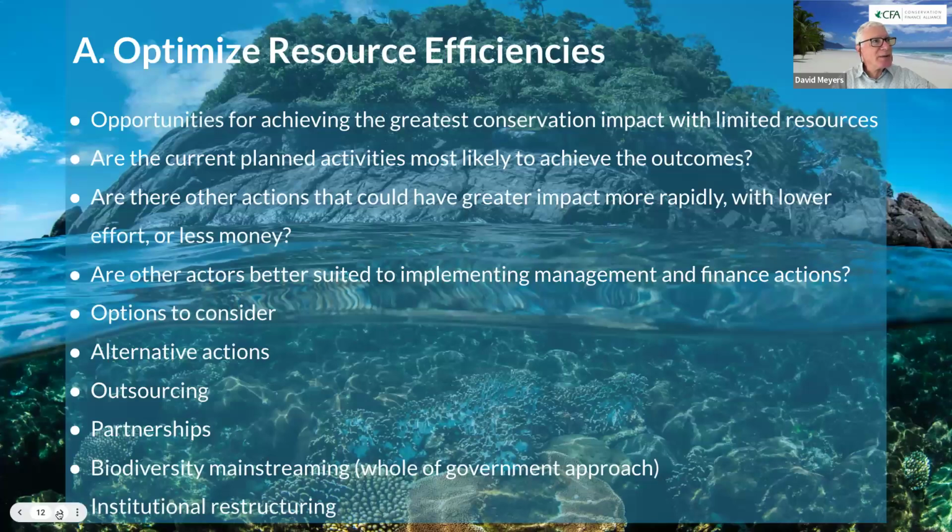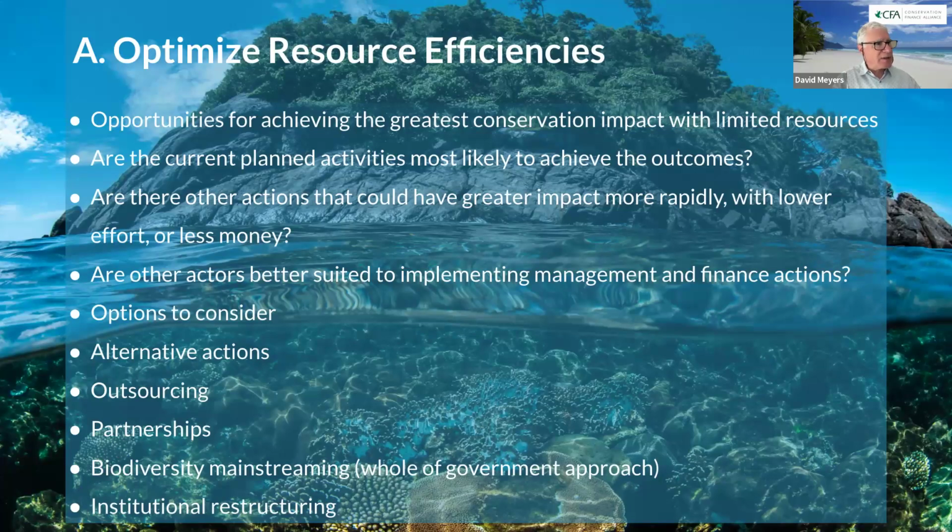So in terms of optimizing resource efficiencies, this is a great opportunity to see how you can achieve your conservation outcomes with the resources that you have on hand. And what are the current planned activities that you have? And how are they likely to achieve the outcomes that you want? So you review the existing current planned activities. Are there other actions or activities that you could change or prioritize that could have greater impact more rapidly or with lower cost or effort? And then are there other actors that are better suited to be implementing? Can you outsource that kind of thing?